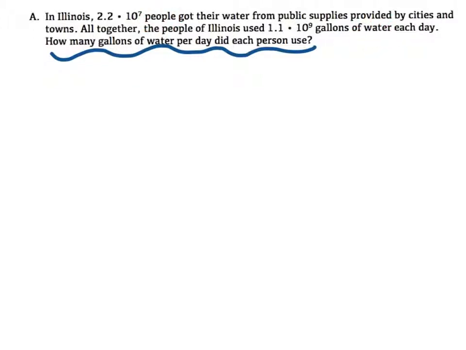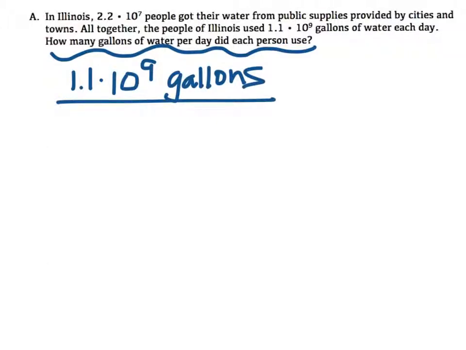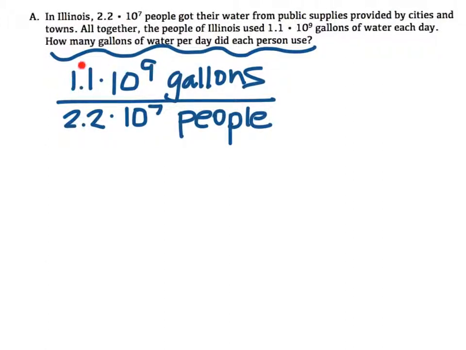So one way to show that division is to use a fraction bar. I'll put the gallons of water on top, 1.1 times 10 to the 9th gallons of water, and divide that by the number of people, 2.2 times 10 to the 7th people. When we complete this division, our answer will be the number of gallons per person.